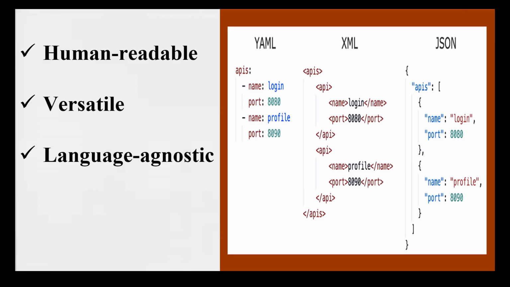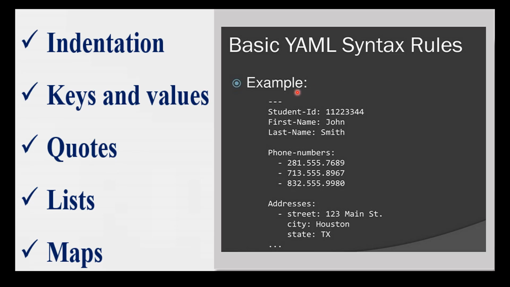Then next the question comes, why do we use YAML files? Basically, YAML files are used because they are human readable. YAML files use a plain text format that is easy for humans to read and understand, making it a great choice for configuration files and data exchange. Then it is versatile, as YAML can represent a wide variety of data structures including nested lists, complex objects and multi-dimensional arrays. Then language agnostic. YAML is supported by a wide range of programming languages, making it a popular choice for data serialization and deserialization.